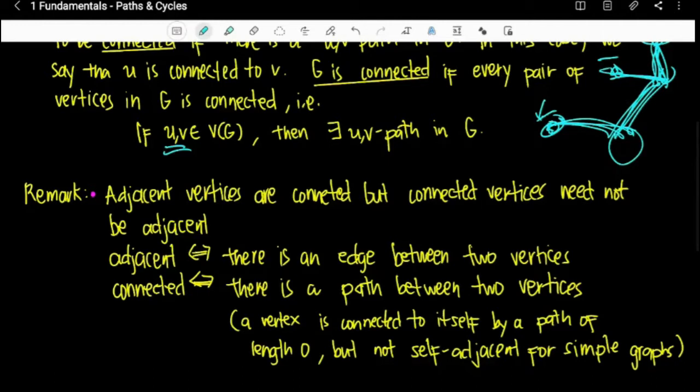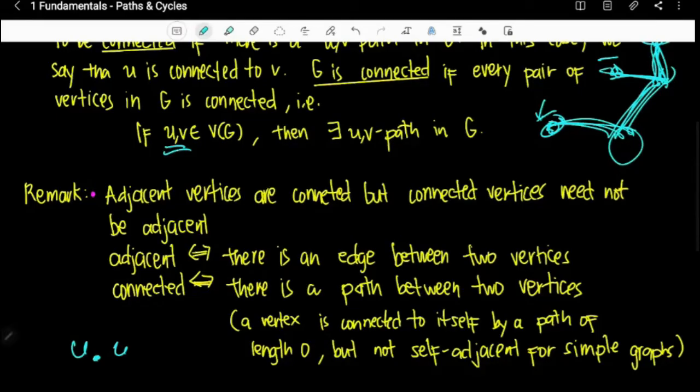So, pwede natin sabihin na ang U is connected to U. Bakit? Kasi that's a path from U to U. Di ba? Jog in place. O di nag-walk ka in place. O di, that's connected. U is connected to itself. Pero U is not adjacent to itself kung simple yung graph. Connected siya sa sarili niya, pero hindi siya adjacent kasi walang edge.